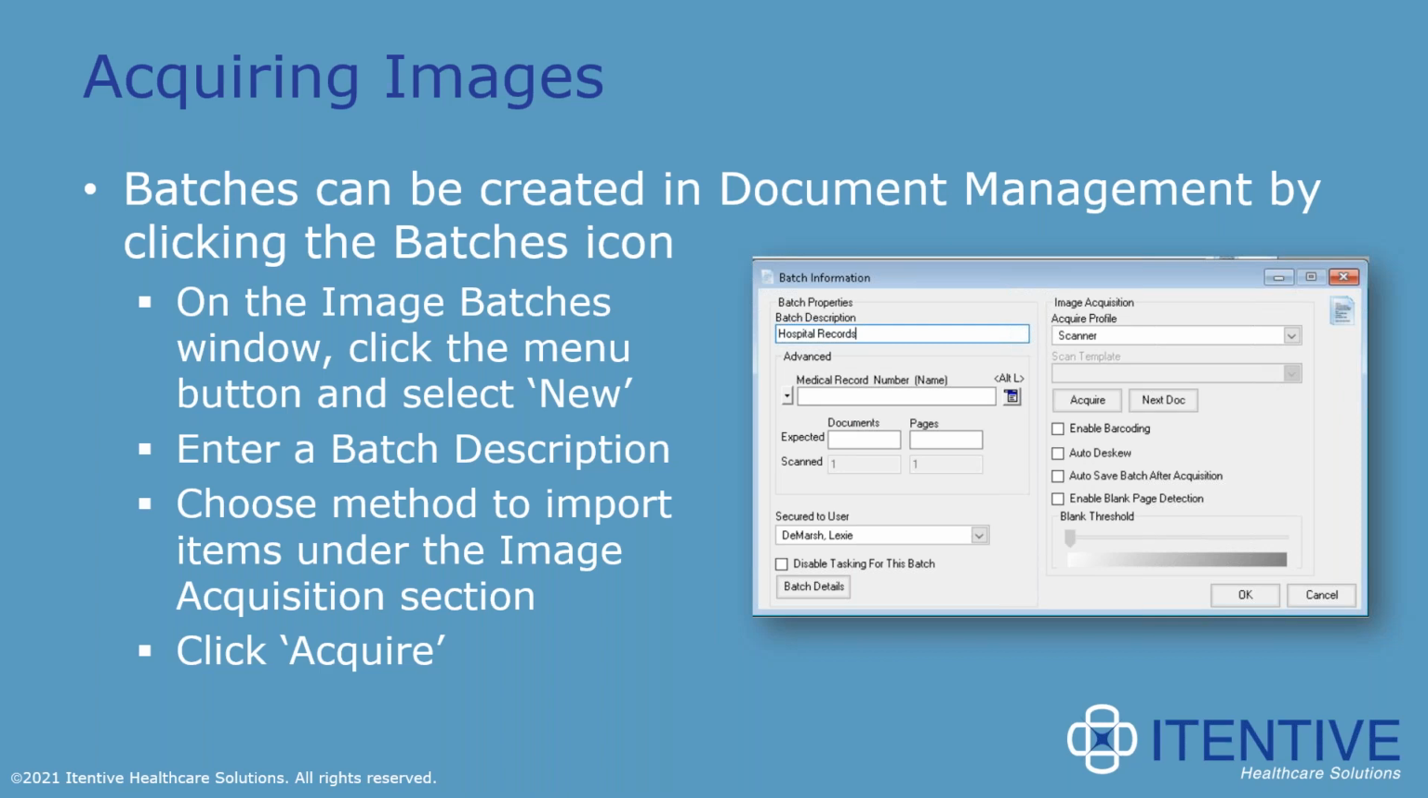Next, we choose our acquire profile, again under that image acquisition section. Again, we have our same options here with batches, so things like using a scanner or importing files as well. And then once we've selected that, we will click acquire to actually bring those items into NextGen.